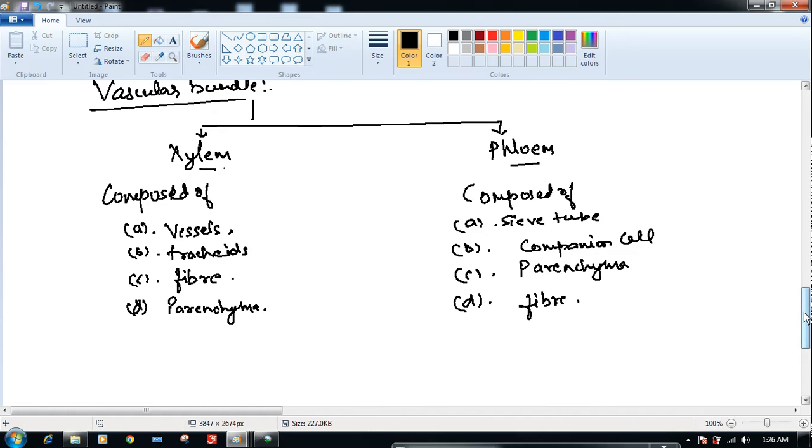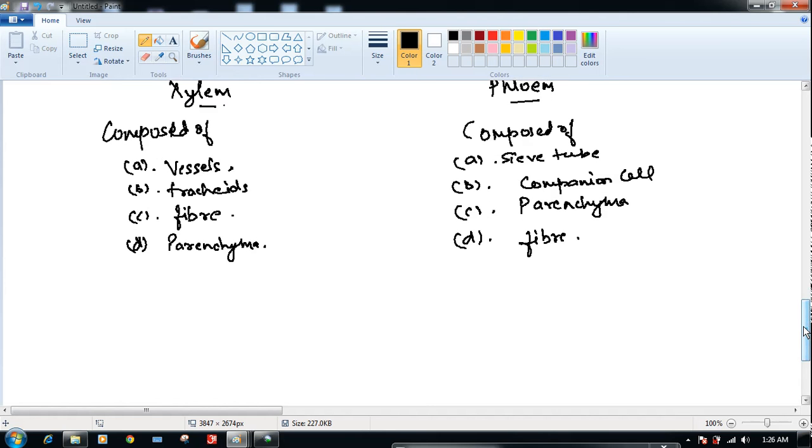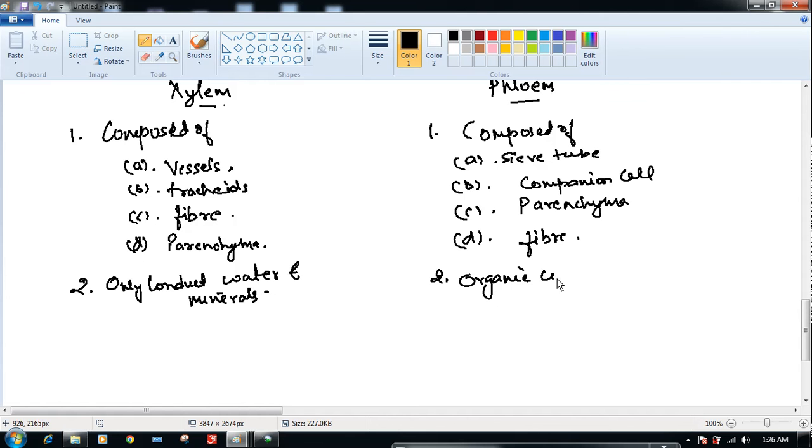Okay, so the next difference we can find here in the case of your xylem and phloem, this is your first, xylem will only conduct water and mineral, but your phloem will conduct organic compounds, and amino acids, then enzymes, hormones, like that.